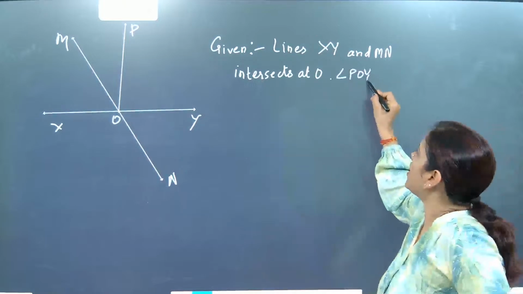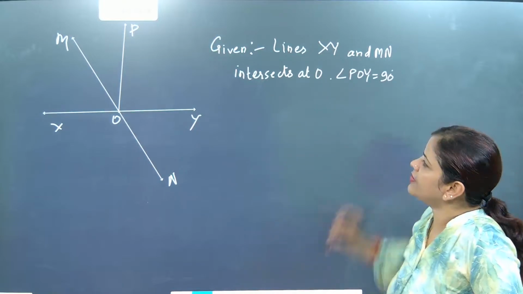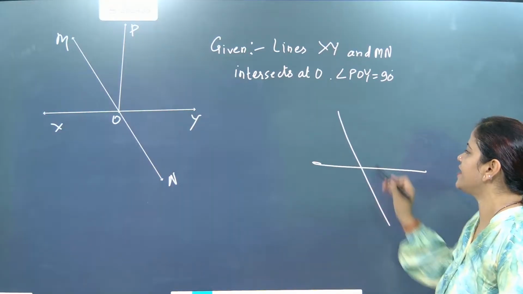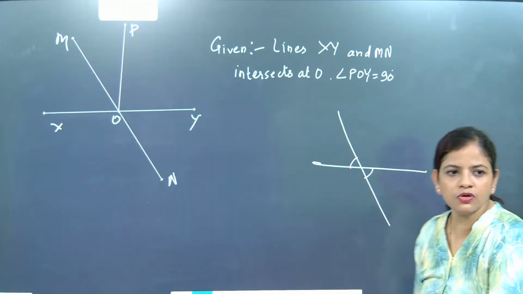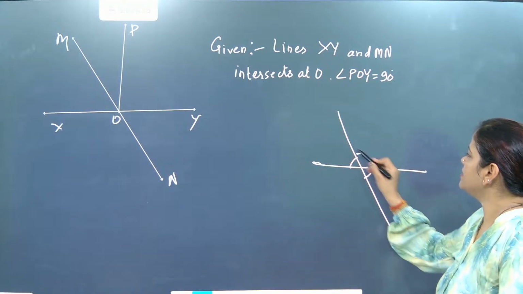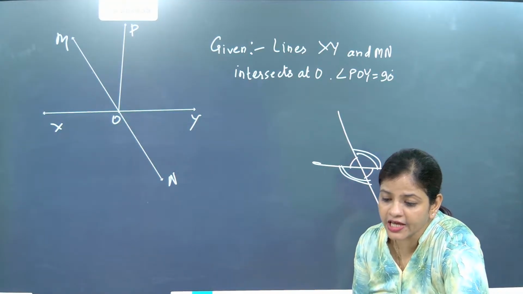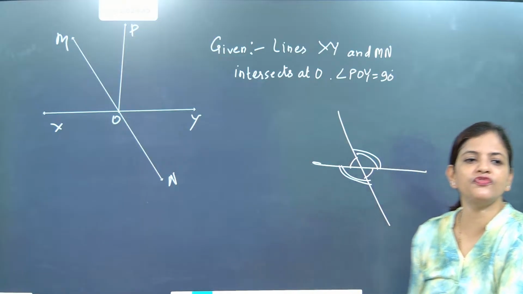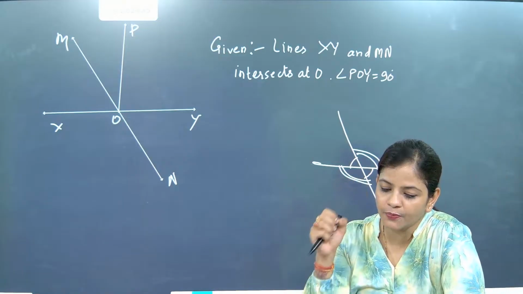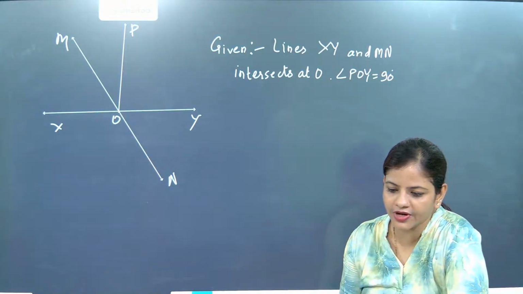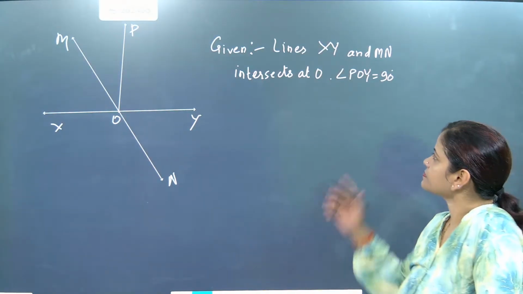Now, after that, what they are giving, POY is equal to 90-degree. Beta, you need to understand. If this and this is intersecting, that means this angle is equal to this angle, and this angle will be equal to this angle. Why? Because of vertically opposite angles. Because of which angle, beta? Vertically opposite angle. Understood? So now we are going to go to our work, please. Are you ready for it? Yes? Let's go for it.